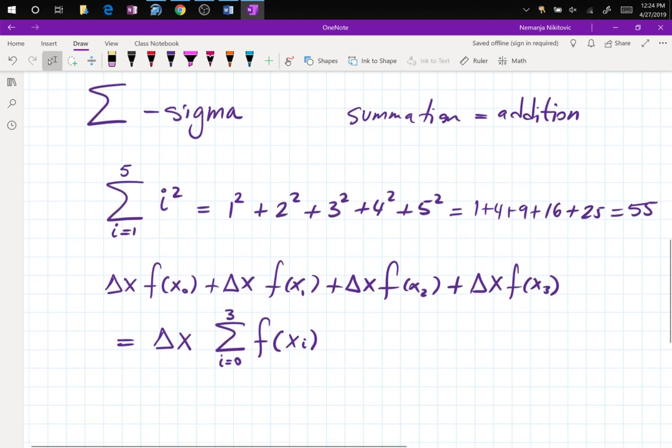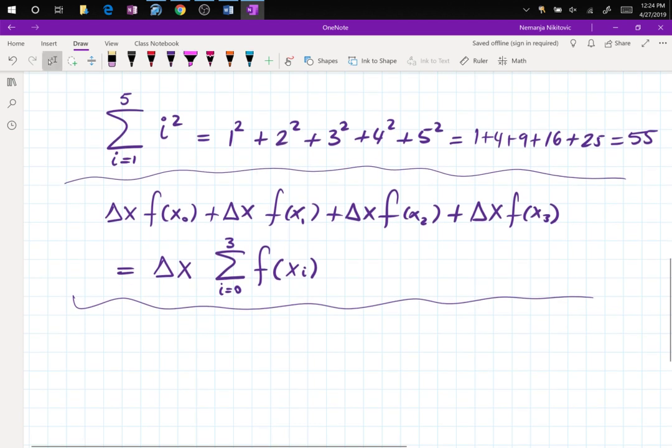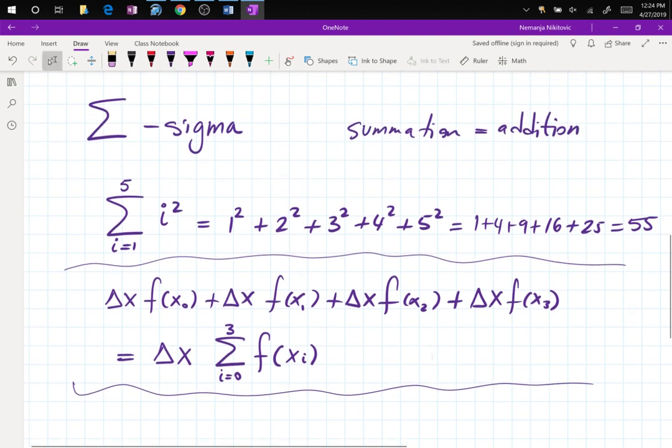So you can have any formula, and you can express that formula in terms of summation, so it's not annoying. And now you can move this delta x, right? So you can say times delta x on the other side. So the summation symbol is simply this.